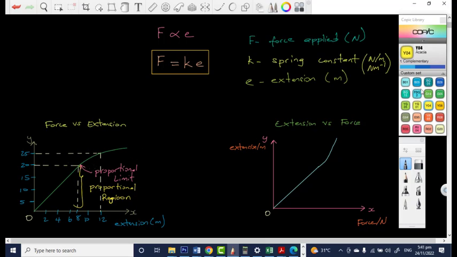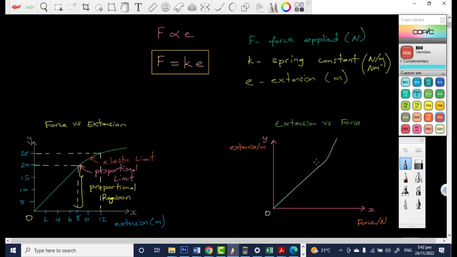Now, there's also another point on the graph that we want to establish. Let's just say I put it right here. This point right here is what we call our elastic limit, and I'm going to be defining these terms shortly, the elastic limit and the proportional limit. Okay? Understood.